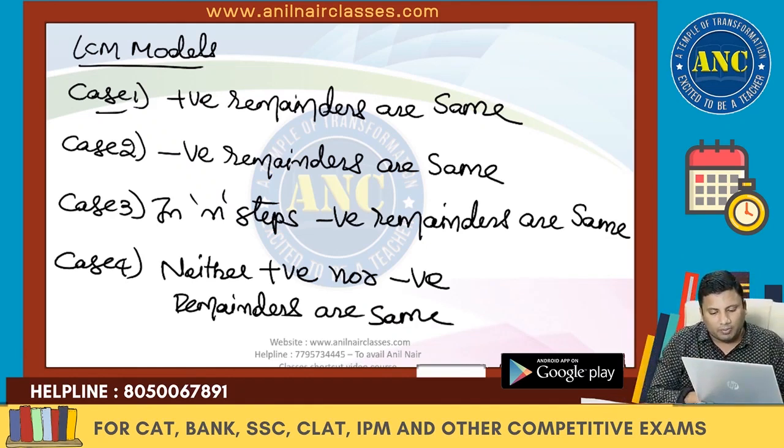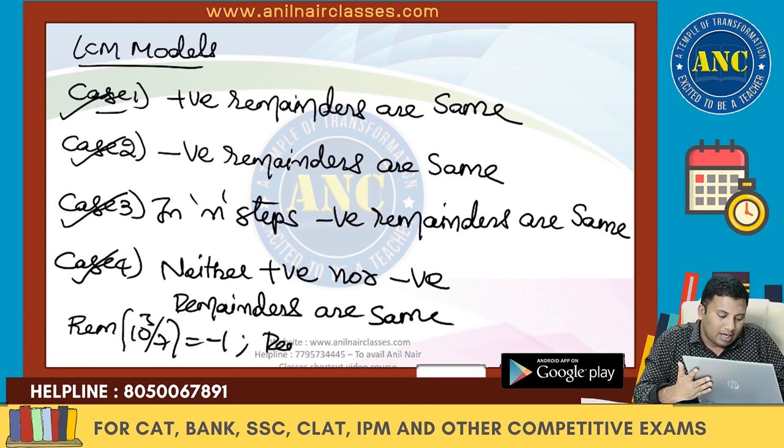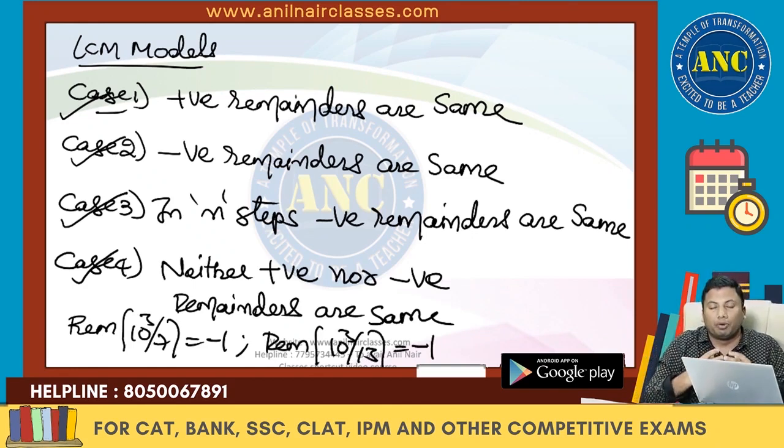When the positive remainders are same, negative remainders are same. In n steps, negative remainders are same. Neither positive nor negative remainders are same. Detailed by using answer options also, we discussed 10 power 3 divided by 7 is minus 1 and 10 power 3 divided by 13 is minus 1. We have seen its application in few problems to save our time.